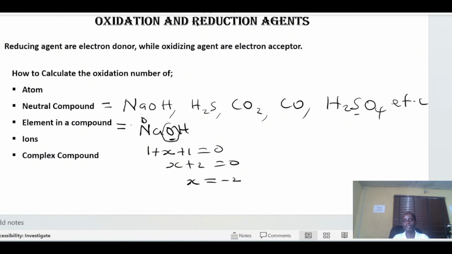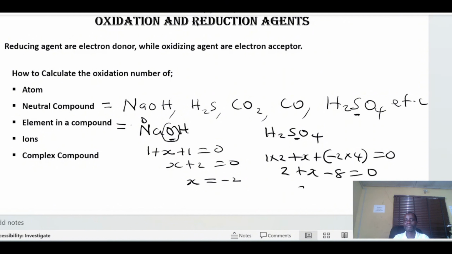Let's look at the sulfur here in H2SO4. We are looking for the sulfur. Hydrogen is 2 here. That means 1 times 2 plus x plus open brackets minus 2 times 4 equal to 0, because the oxidation number of oxygen is minus 2. Therefore, we have 2 plus x minus 8 equal to 0. X minus 6 equal to 0. That means x is equal to what? 6. That means the oxidation number of sulfur equal to 6. This is how to calculate the oxidation number of elements in a given compound.